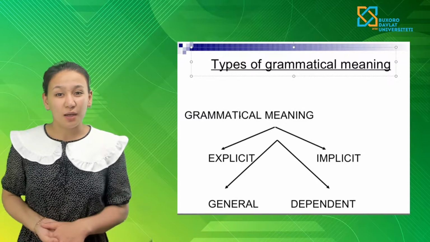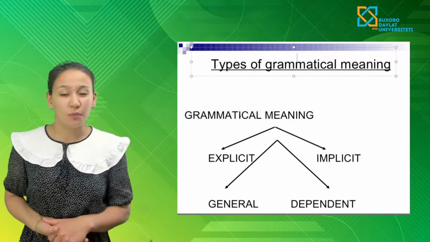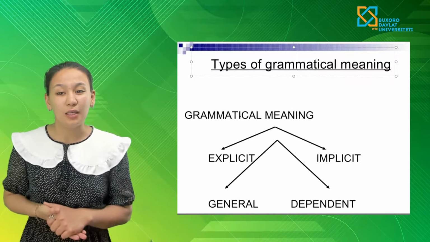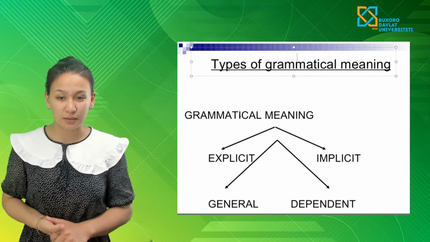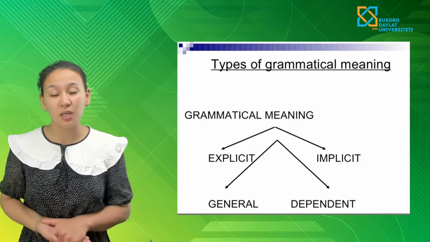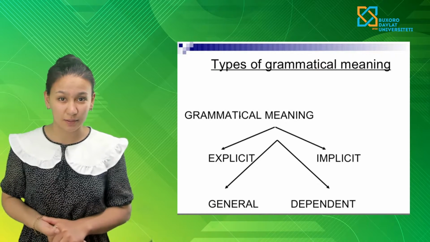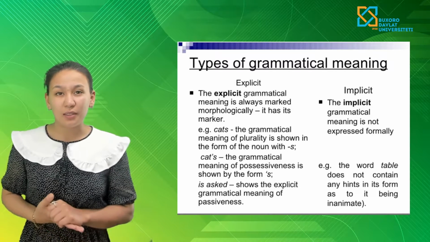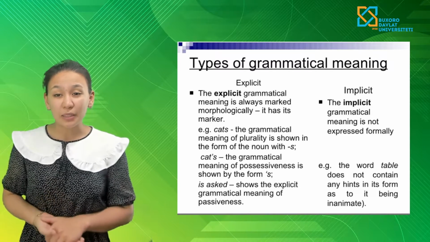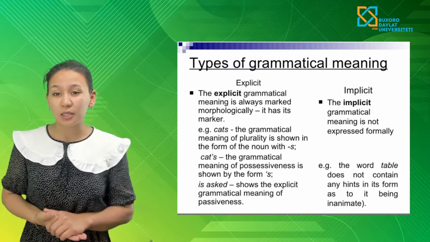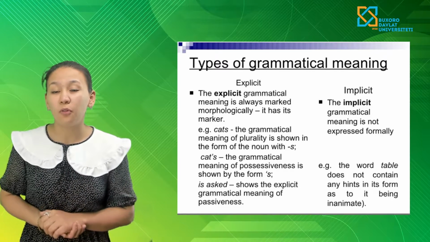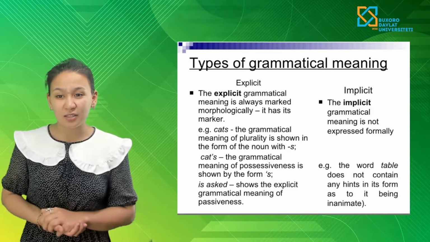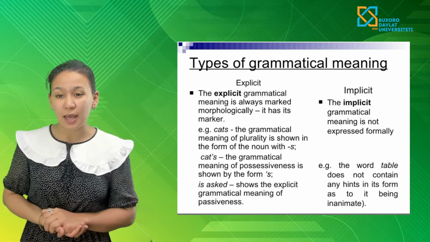There are some types of grammatical meaning. The grammatical meaning can be explicit and implicit. At the same time, it can be general and dependent. What is the explicit grammatical meaning? The explicit grammatical meaning is always marked morphologically. It has its marker. For instance, cats.